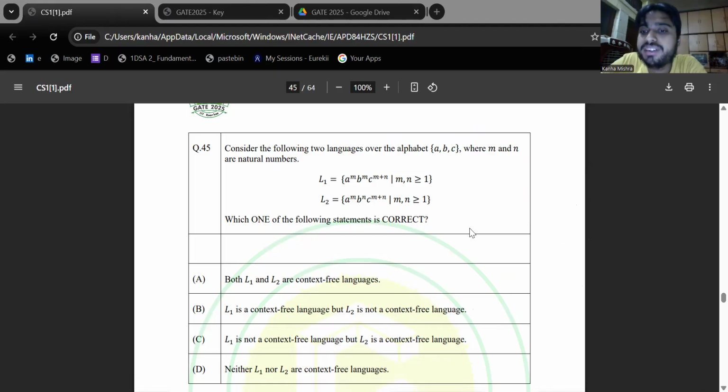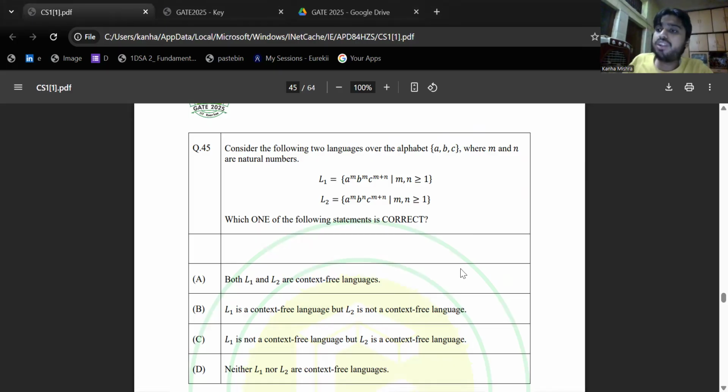It ensures that M plus N characters are removed whenever you compare with C, and M plus N poppings happen. There is no need to compare M and N separately. The total only matters. This is a classic example of a context-free language. Hence, L2 is a context-free language. The stack can store M plus N during A's and B's and then match it with C's.